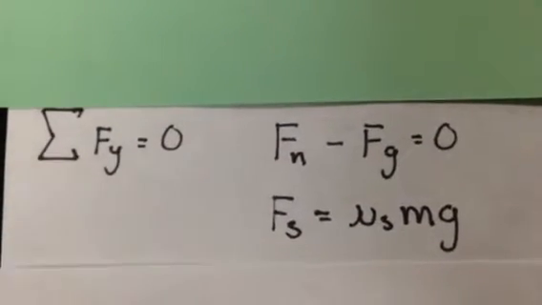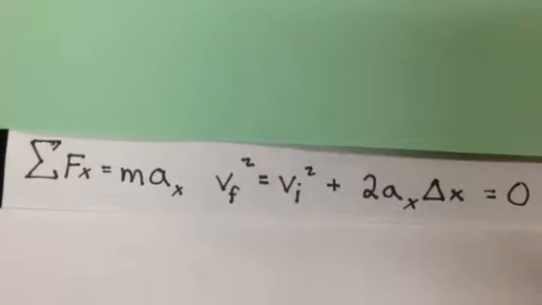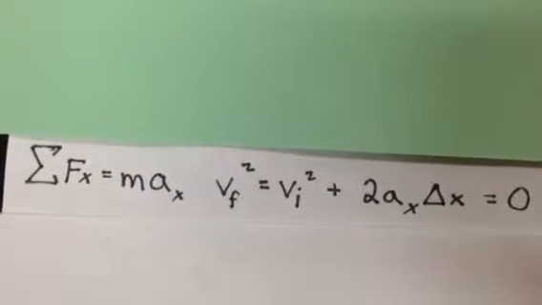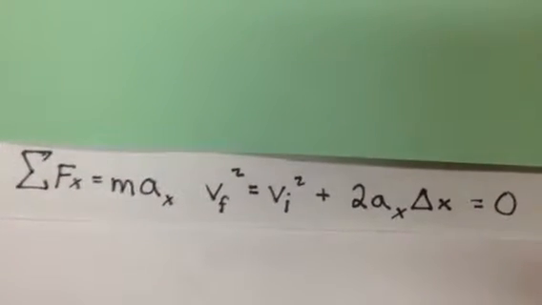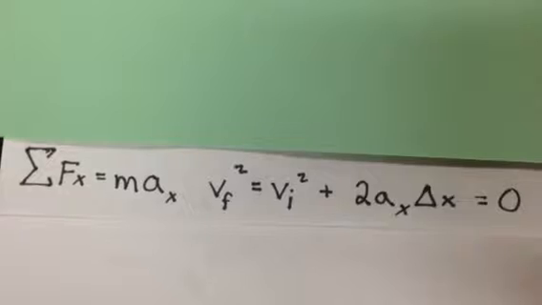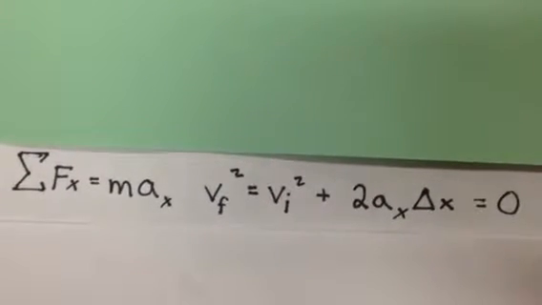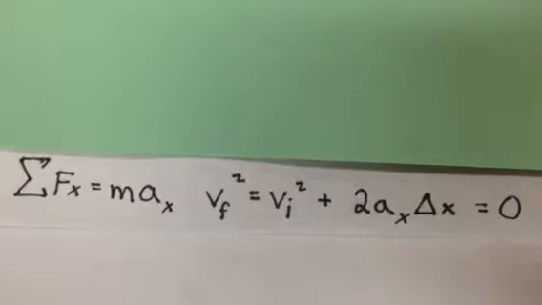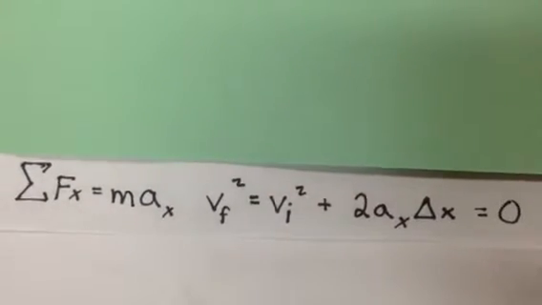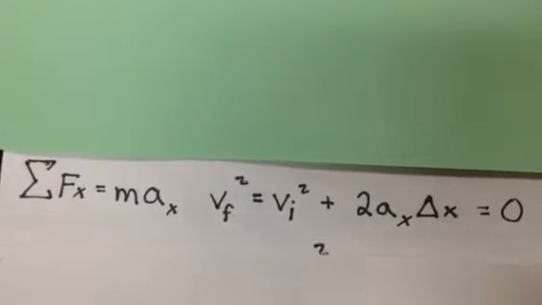We know that the force of static friction is equal to mu s mg. And we know that the net force in the x direction is equal to mass times acceleration in the x direction. And we know the formula v final squared equals v initial squared plus 2 times acceleration in the x direction times delta x. And we know that v final is equal to 0, so this whole equation is equal to 0.